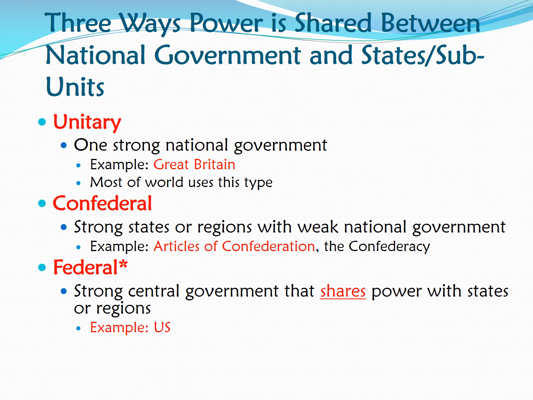The articles hadn't worked, so this was going to bring unity to the country, but at the same time reserve certain important powers for the states. And we talked about that with the Federalist Papers.